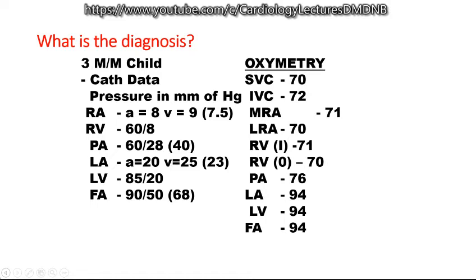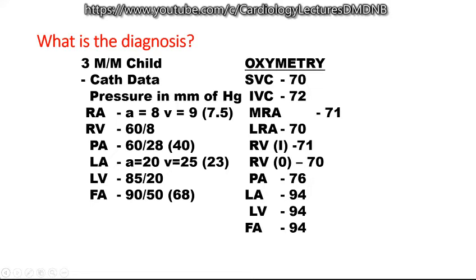Pulmonary pressure systolic 60, diastolic 28, mean 40, elevated. Is it all the 3 elevated or only one pressure? All the 3 are elevated, sir. Okay. Is it moderate pulmonary hypertension or severe pulmonary hypertension? What is the grade? It is moderate pulmonary hypertension. Okay, right. And there is no gradient between RV and PA, sir. Very good.